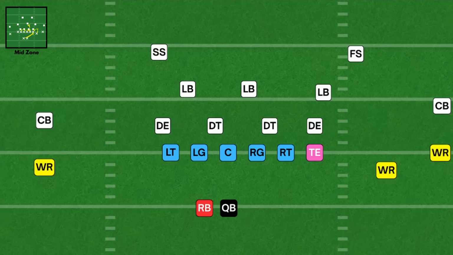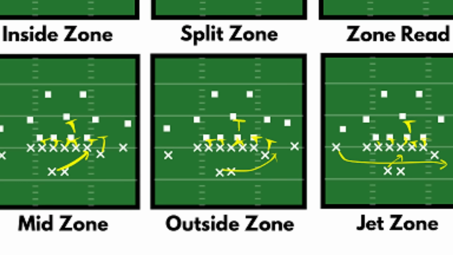Mid-zone. Mid-zone is similar to inside zone, except the running back is targeting either the B gap or C gap, just outside the tackle's hip. The same zone blocking principles apply, although linemen might take a slightly wider lateral step post-snap to account for the slightly wider running path.